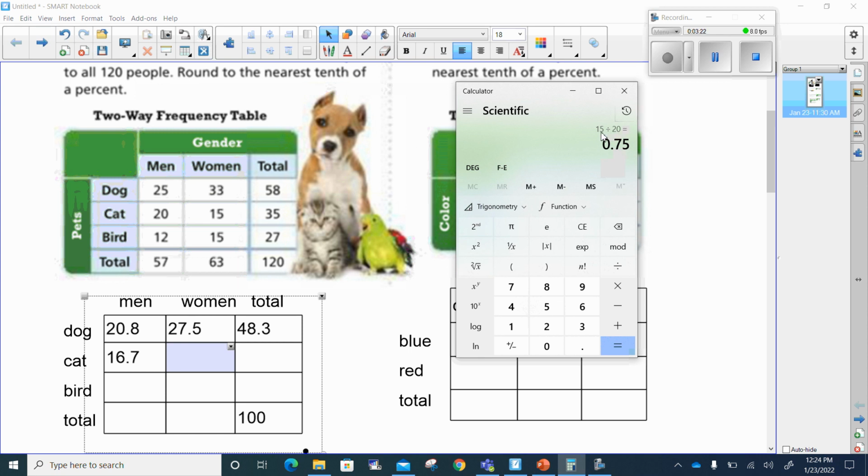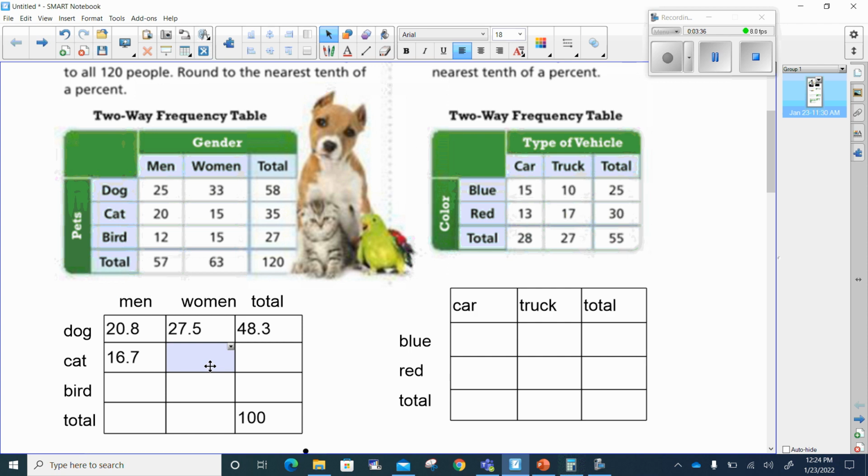And I'm sorry, I ended up doing 15 divided by 20. I got to do that over again. 15 divided by 120 equals 0.125. So when we move this over, 12.5. Simply add these together. And I know this would be a 2. Carry the 1 would be a 9. This should be 29.2. Let's find out.